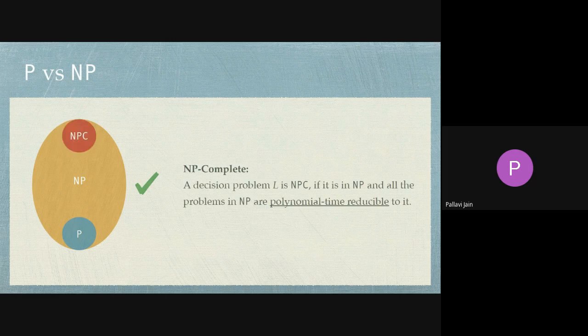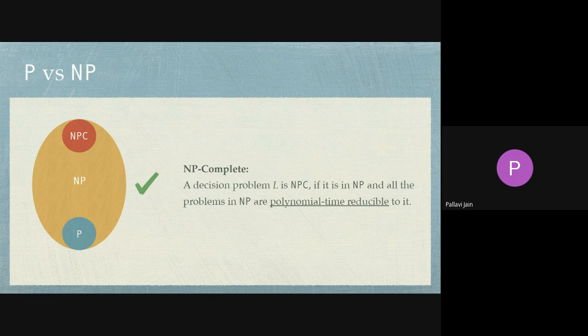What else do we know? We know that there is a subset of NP. There is a set of problems in NP which are the hardest problems in NP. Formally, we call them NP complete problems, and its formal definition is the following. A decision problem L is NP complete if it is in NP, and all the problems in NP are polynomial time reducible to it.